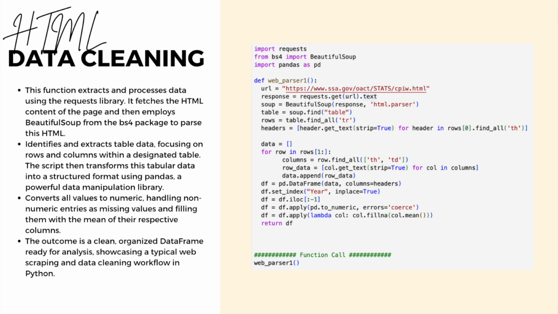For the HTML data cleaning, we took CPI data from the Social Security Administration and analyzed it using Beautiful Soup. Here we just extract the table data, focusing on those rows and columns, and add them in to result in a table where each row is the year and the column is the CPI overall for that year.